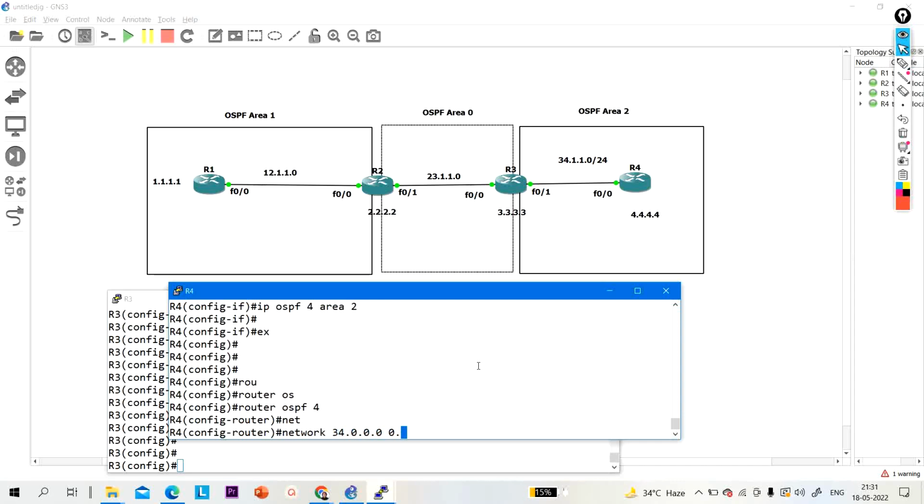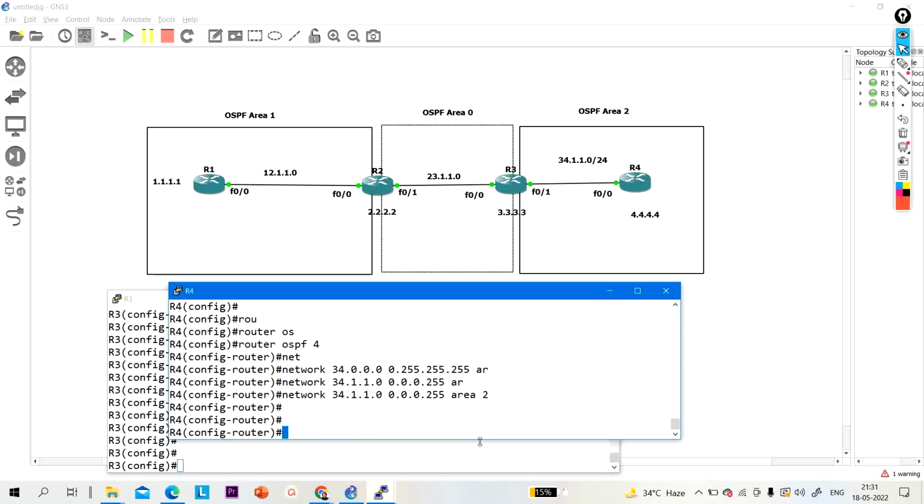Okay. Now network will be what? 34.0.0.0 and wildcard mask will be 0.255.255.255, and area will be 1. See, I am telling R1 to just match only 8 bits. Okay. Right? If I run this command, 34.1.1.0, 0.0.0.255 and area 1, there is no difference, right, between this command and this command. Both are the same. Fine.